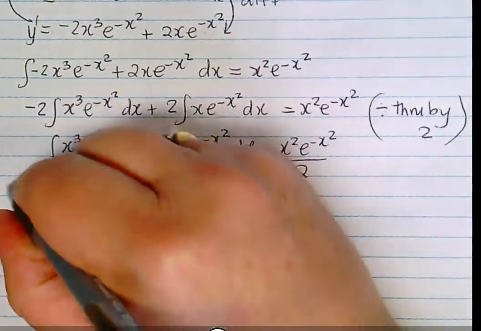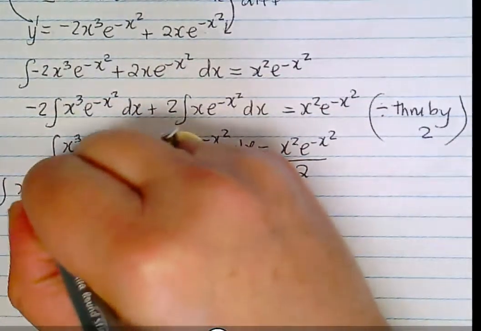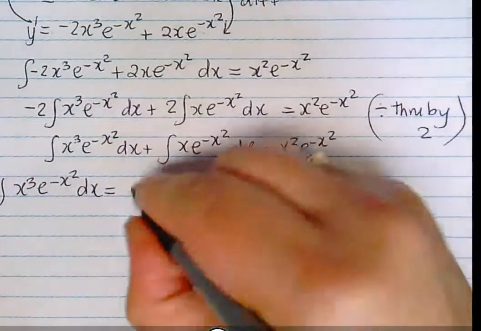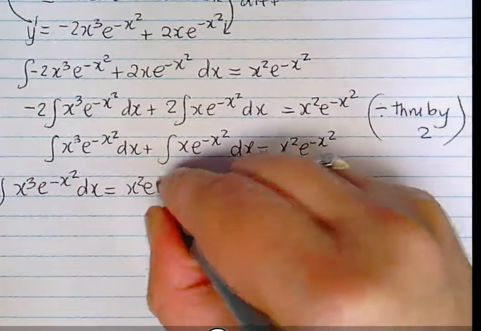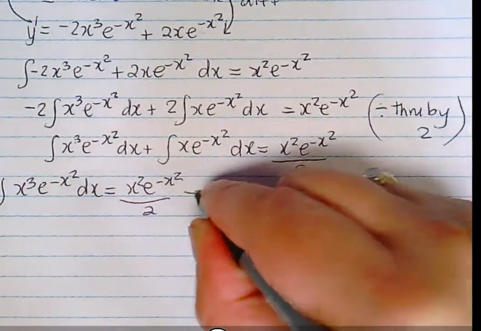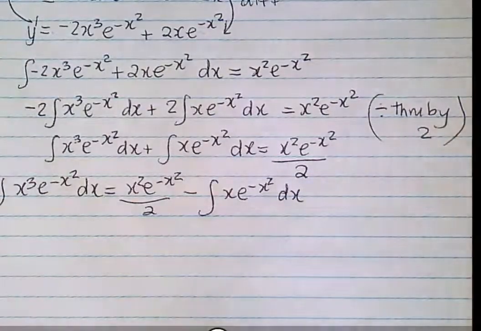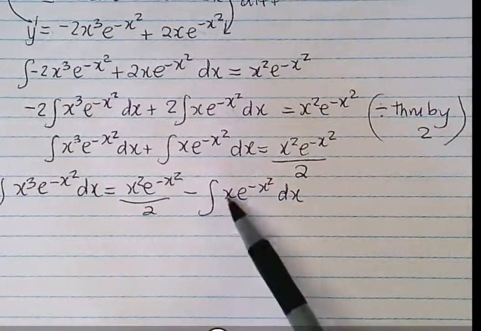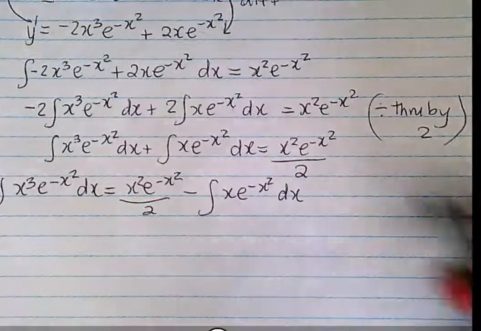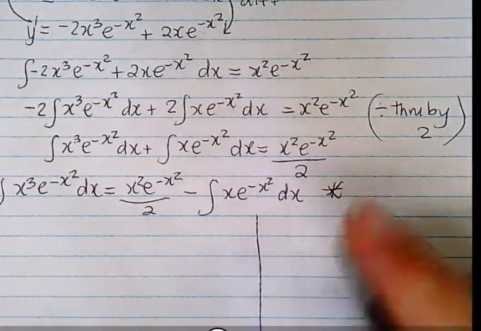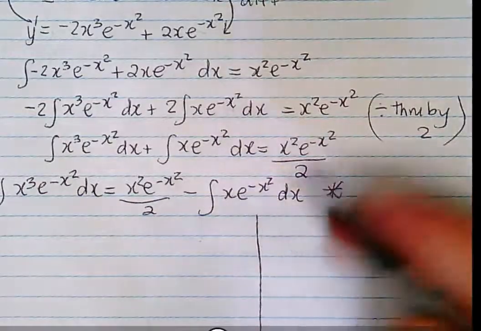And so therefore, the integral of x cubed e to the negative x squared dx equals this, which is x squared e to the negative x squared over 2 minus the integral of x e to the negative x squared dx. Now the thing is, you have to work out what this is. So I'm just going to stop here for a minute.